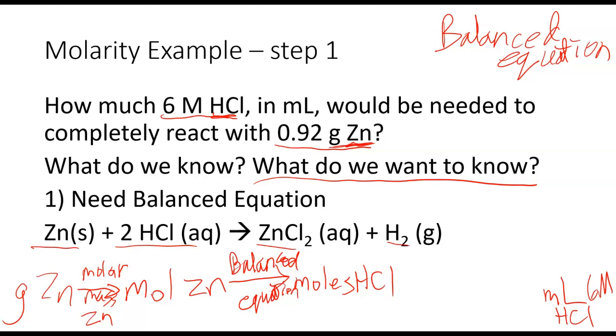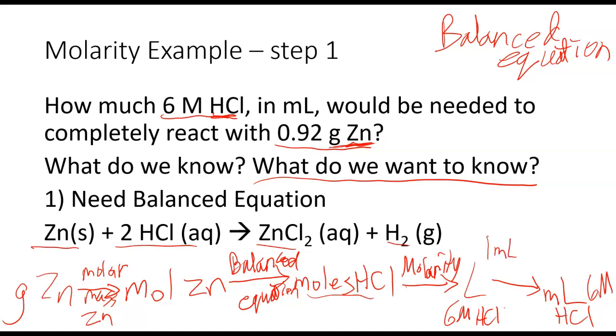Then we can go from moles of HCl to liters of 6 molar HCl using the molarity. And finally, we can go from liters of 6 molar HCl to milliliters using the relationship between milliliters and liters. So we know that 1 milliliter equals 10 to the negative 3rd liters. So this is going to be 4 different steps. Okay? So let's take a look.